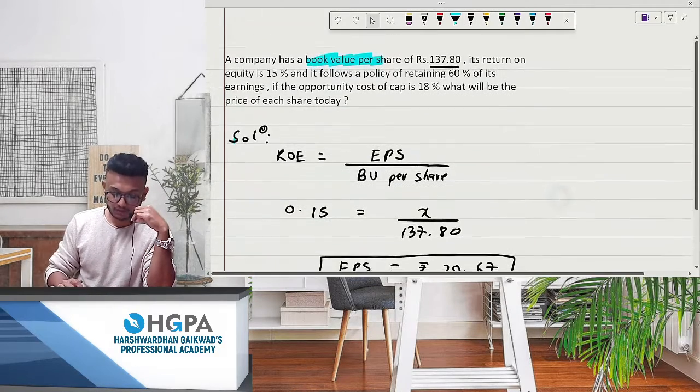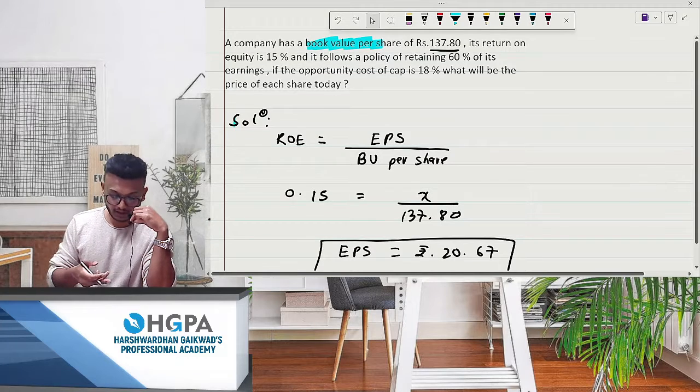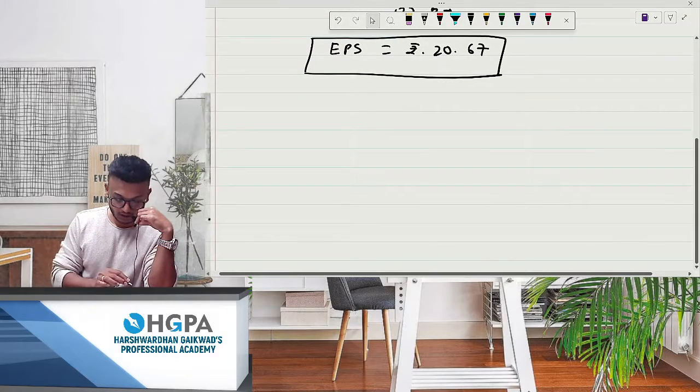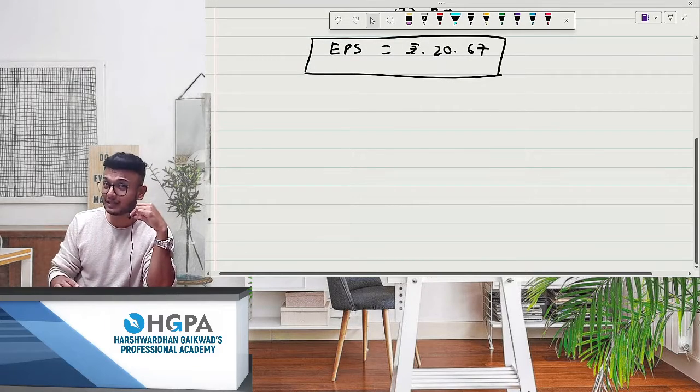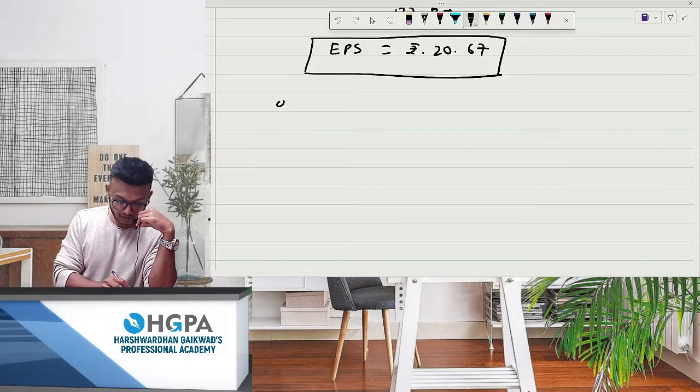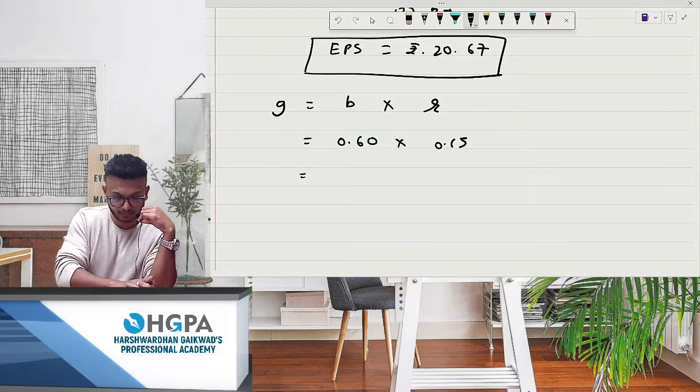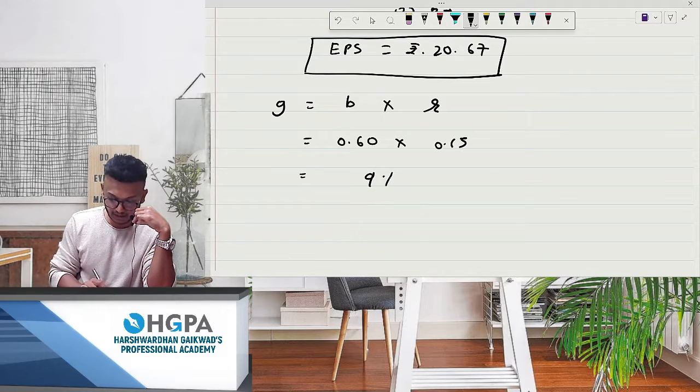Okay, we need to compute the price of share today. Now these guys have written they are retaining 60%. Remember one thing, there is no growth mentioned over here. So do you remember Gordon's growth policy in CMA Inter? Gordon had invented a formula for growth, and that was B into R. B is the retention ratio, 0.60, and R is my return on equity, 0.15. So I'll get 9%.